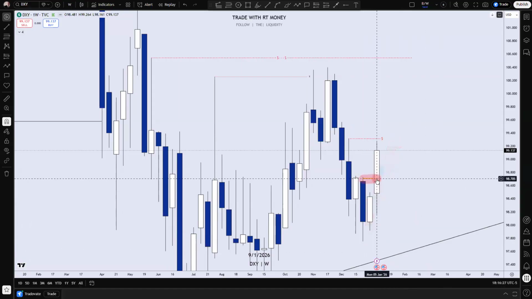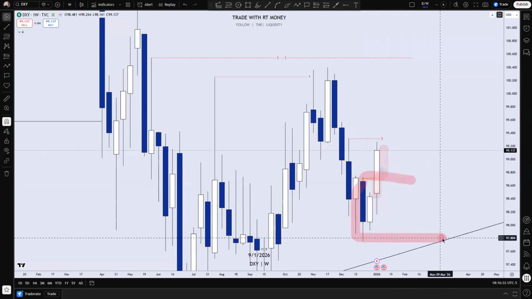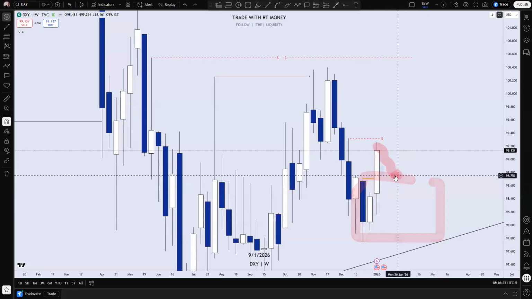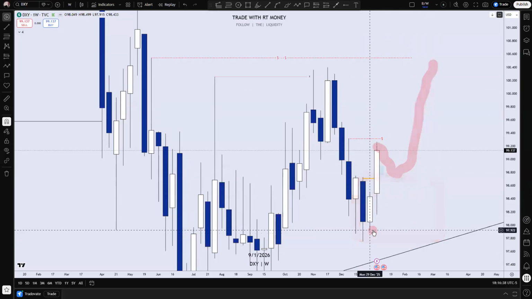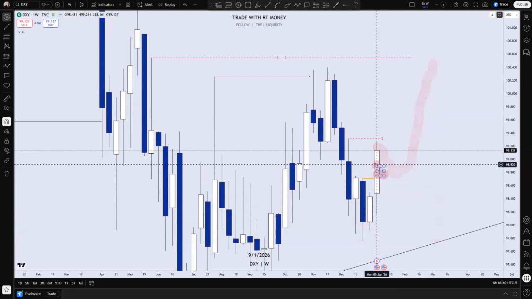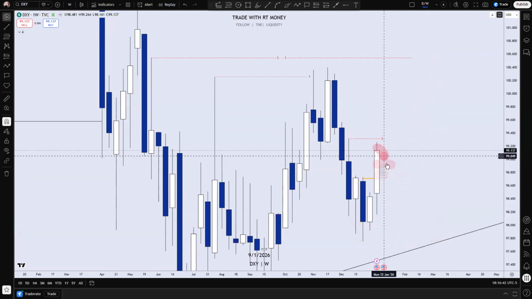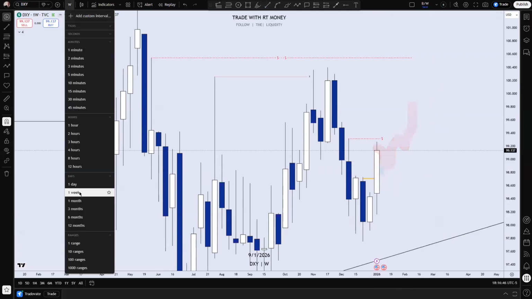We went past that down close candle, close well above it. This becomes an order block, folks. And I'm looking for the market to either retest and push up higher or to fill in a fair value gap and then go up higher. Let's see. Let's go down to the daily.